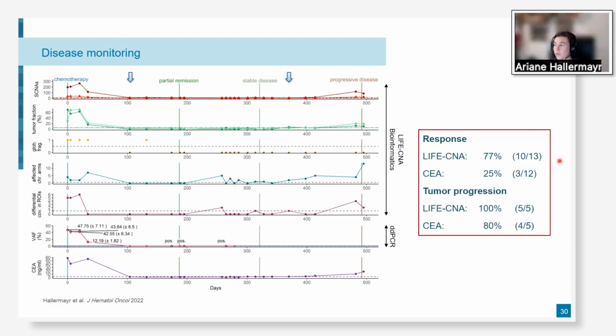And overall, it was possible to predict response to treatment with live CNA in 77%. And when looking at CEA, the reference biomarker, it was only possible in 25% of patients. And when looking at tumor progression, live CNA predicted tumor progression in all patients that were analyzed, and CEA only in 4 of the 5 patients that developed progressive disease at a certain stage.